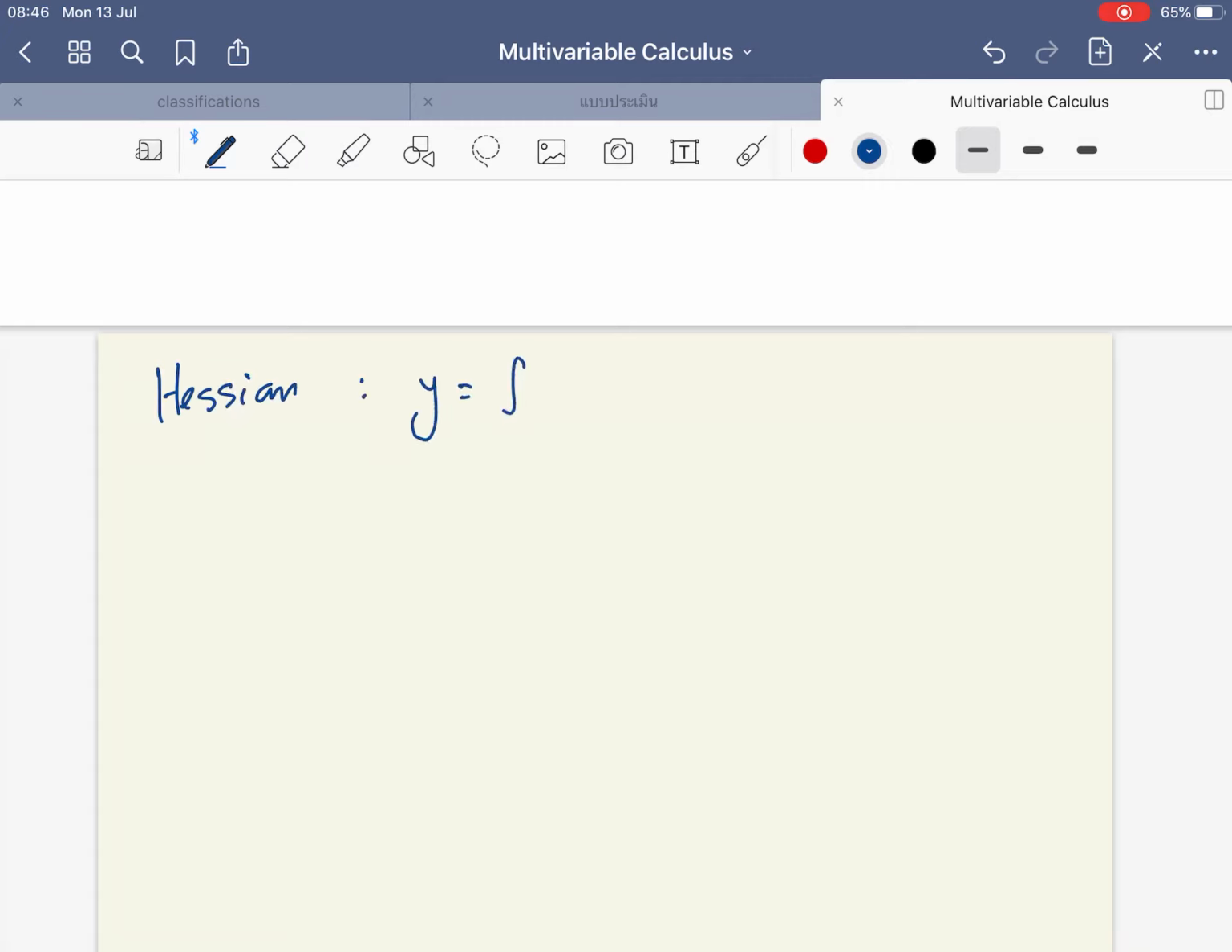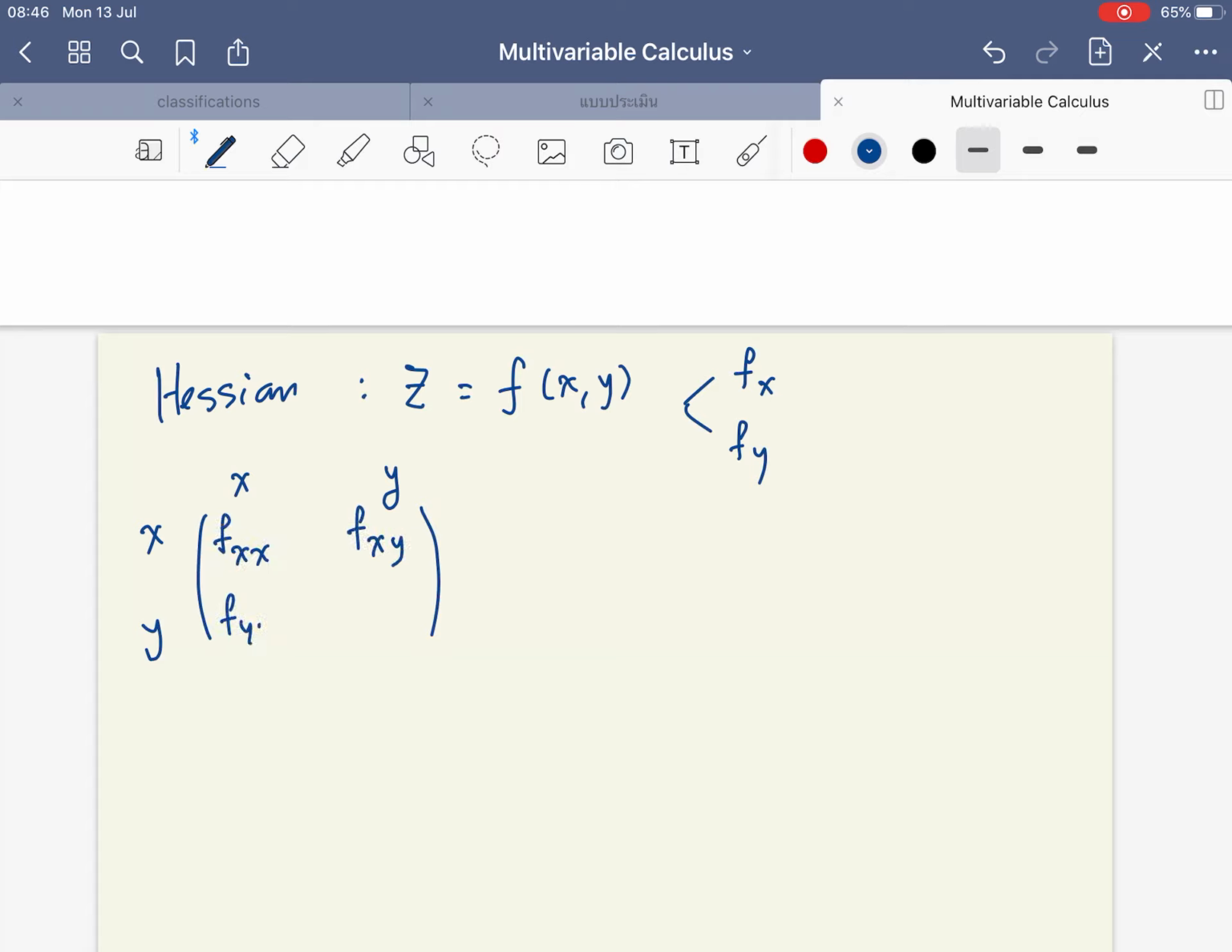However, the one that we will usually use later on is actually the Hessian matrix of the 2 variable function. For the 2 variable function, you can find f sub x and f sub y, right? So the Hessian matrix will depend on only these 2 rows and 2 columns, which are f sub xx, f sub xy, f sub yx, and f sub yy. And not only the Hessian matrix, we are actually going to consider its determinant.